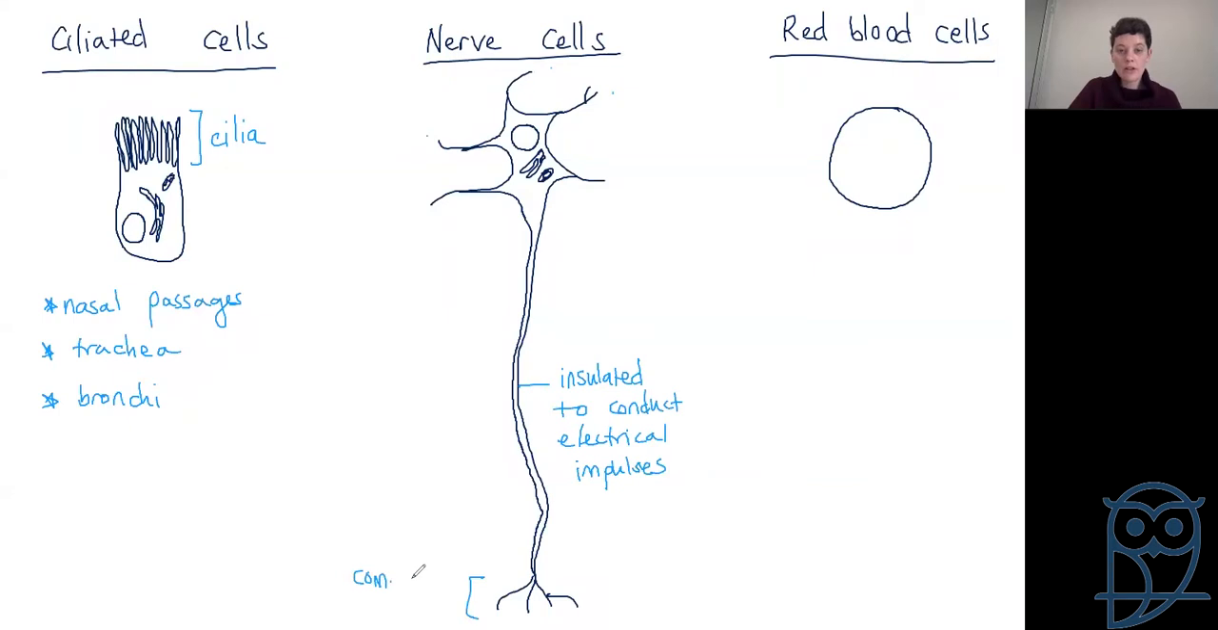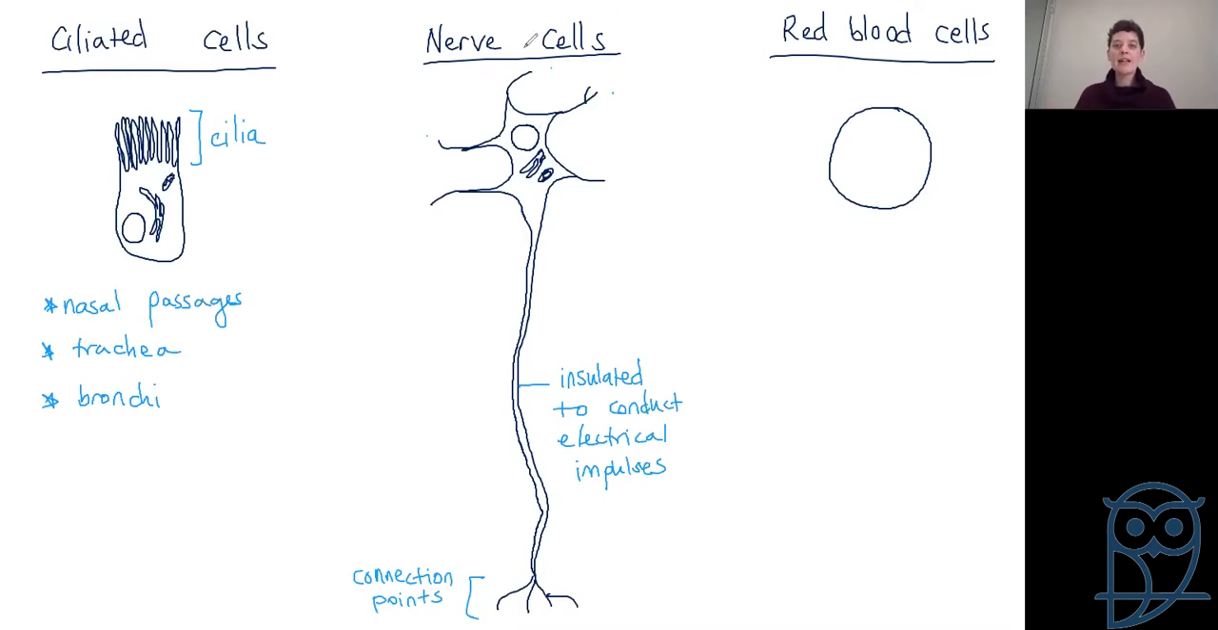So we have lots of connection points on our nerve cells as well. Future you is going to learn all about synapses as well. Okay, that's what our connection points are forming. But we've got specialized structure and specialized function.